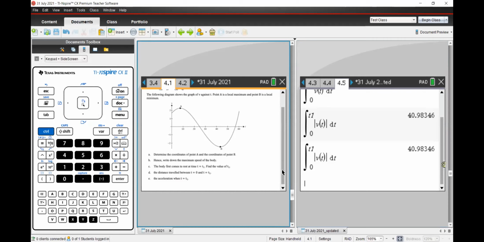Then it asks for the acceleration when t equals t1.